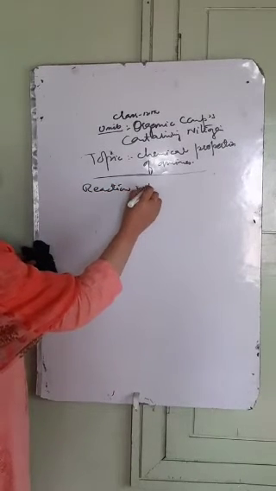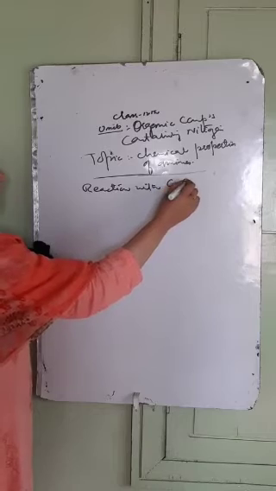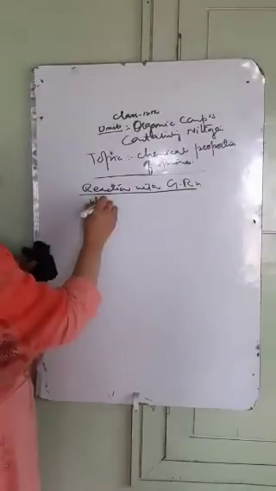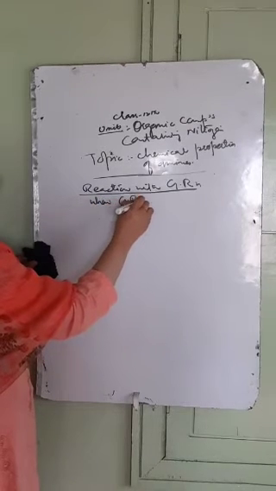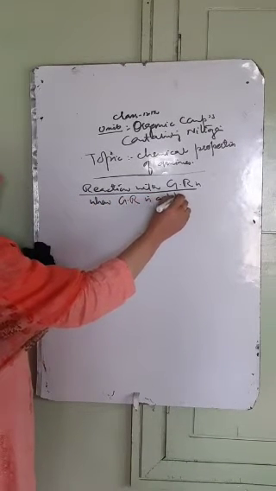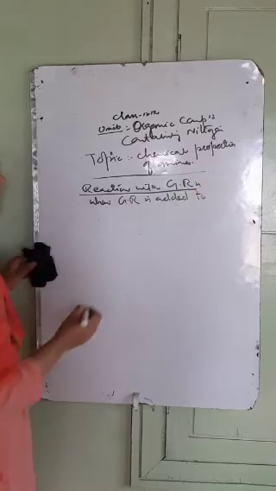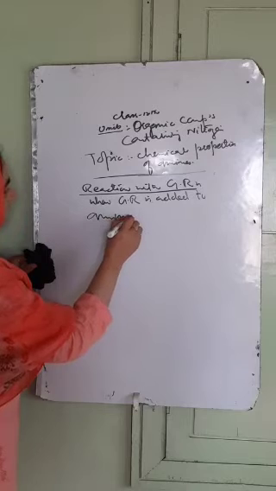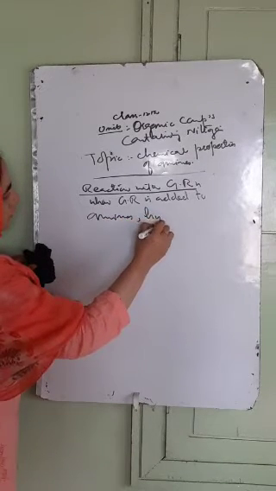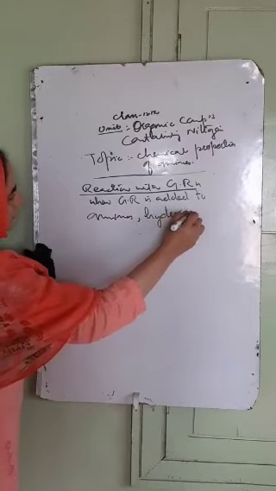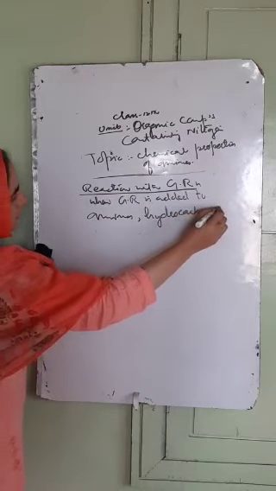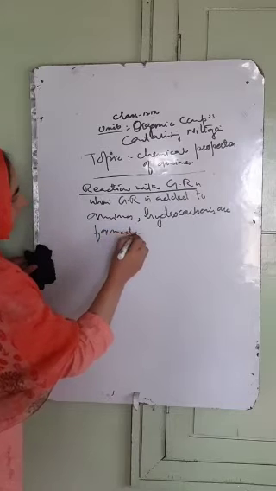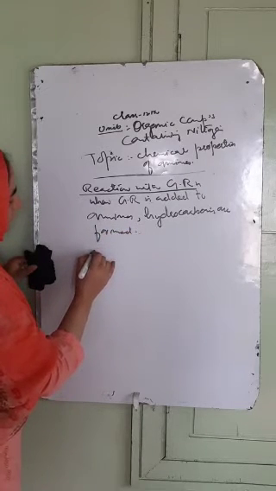Reaction with Grignard's reagent. When Grignard's reagent is added to amines, hydrocarbons are formed.